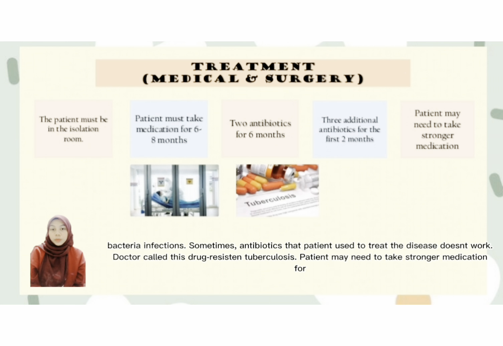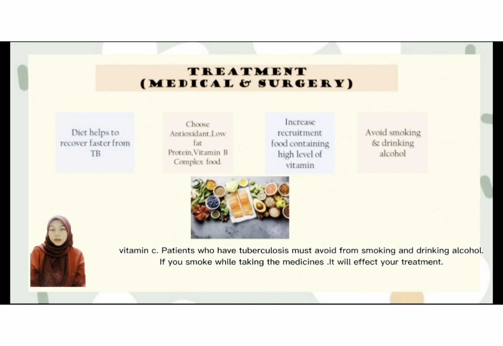Diet helps to recover faster from tuberculosis. Antioxidant foods help combat tuberculosis and fight bacteria, such as apple, watermelon, and low-fat protein. Increase your intake of foods containing vitamin C. Patients who have tuberculosis must avoid smoking and drinking alcohol. If you smoke while taking the medicine, it will affect your treatment.